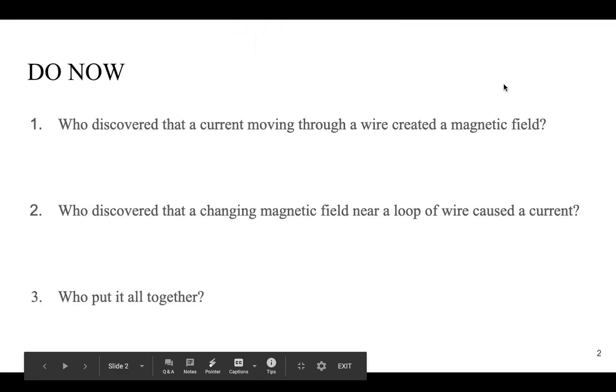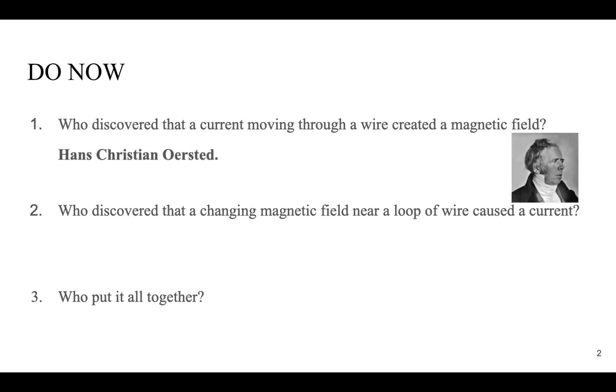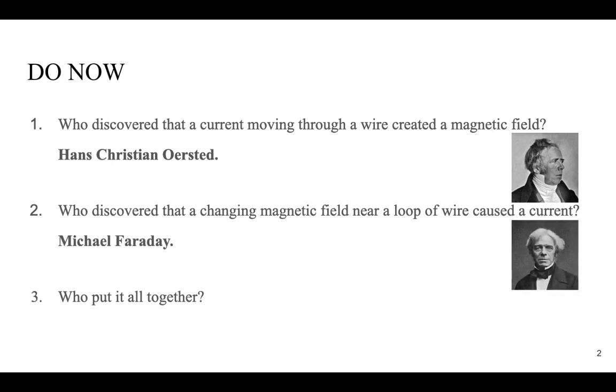So think back. Who discovered that a current moving through a wire creates a magnetic field? That would be Hans Christian Ørsted, who discovered this quite by accident. Who was it that discovered that a changing magnetic field near a loop of wire caused a current? This is our old friend, Michael Faraday. And who put it all together? This guy is one of the giants of physics. People in the popular imagination don't know him as well, but he's really huge in physics. This would be James Clerk Maxwell.